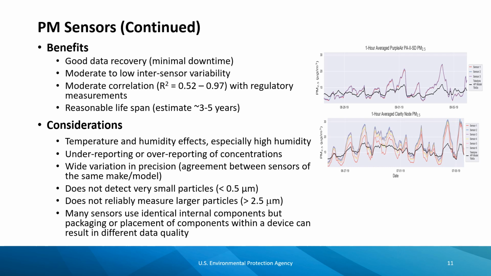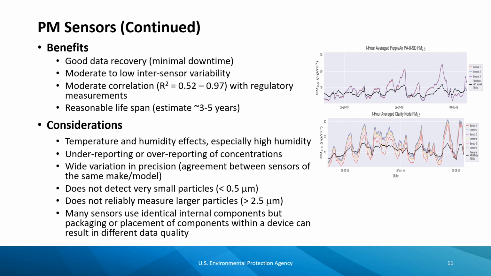PM sensors offer several benefits. They have good data recovery and minimal downtime, moderate to low intersensor variability, moderate correlation with regulatory measurements, and a reasonable lifespan of about 3 to 5 years.